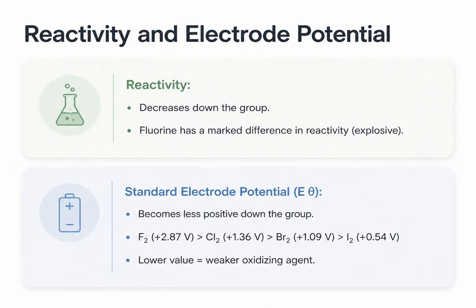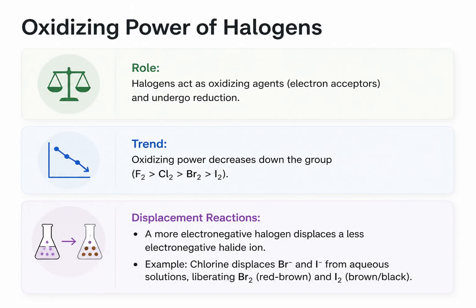Because halogens react primarily by gaining electrons, their overall chemical reactivity decreases as they get larger and less able to attract incoming electrons. This is reflected in their standard electrode potentials. Fluorine has a very high positive electrode potential, making it incredibly reactive, while iodine's lower potential indicates it is a much weaker oxidizing agent. Let's delve deeper into their role as oxidizing agents.